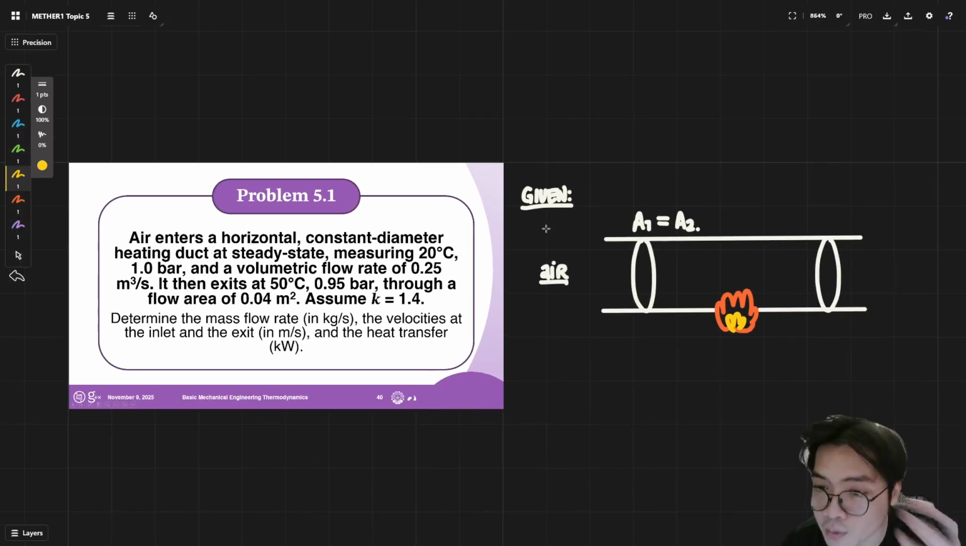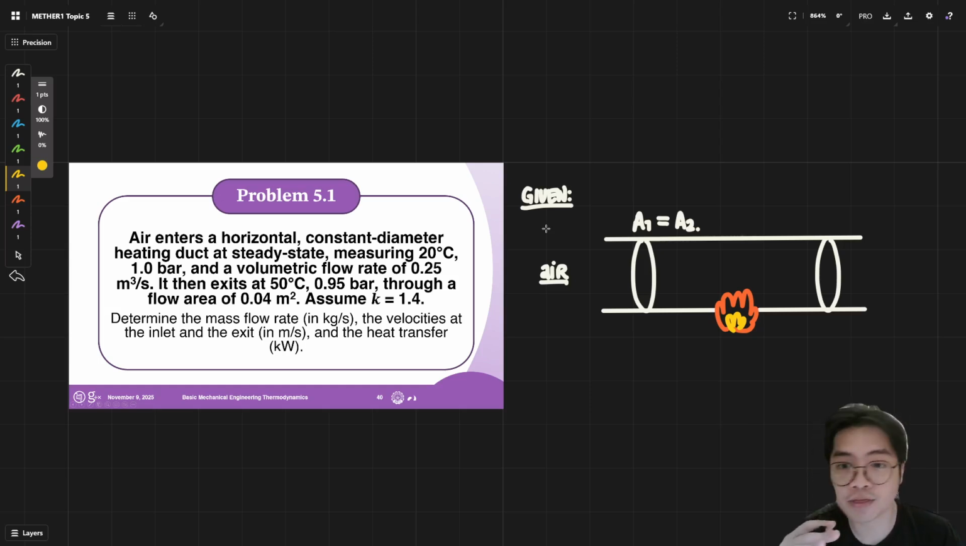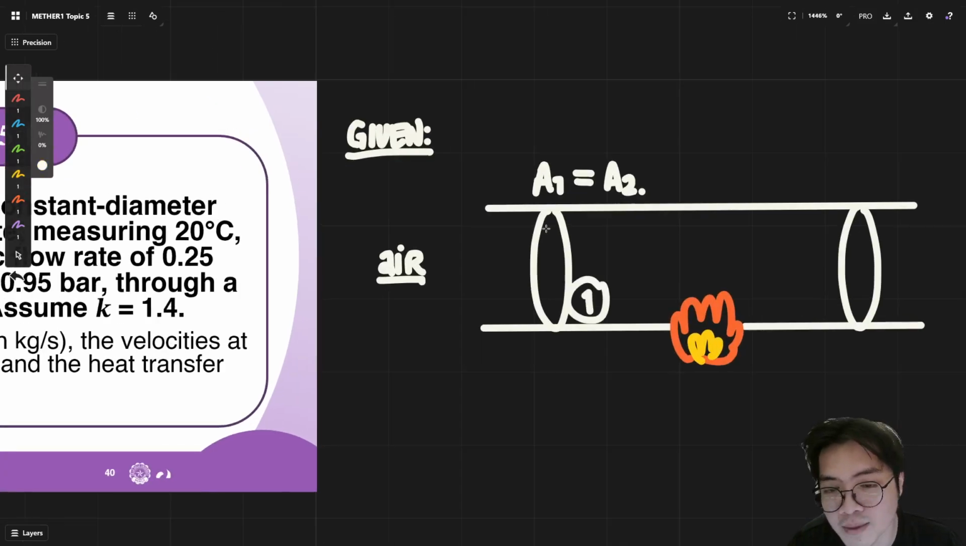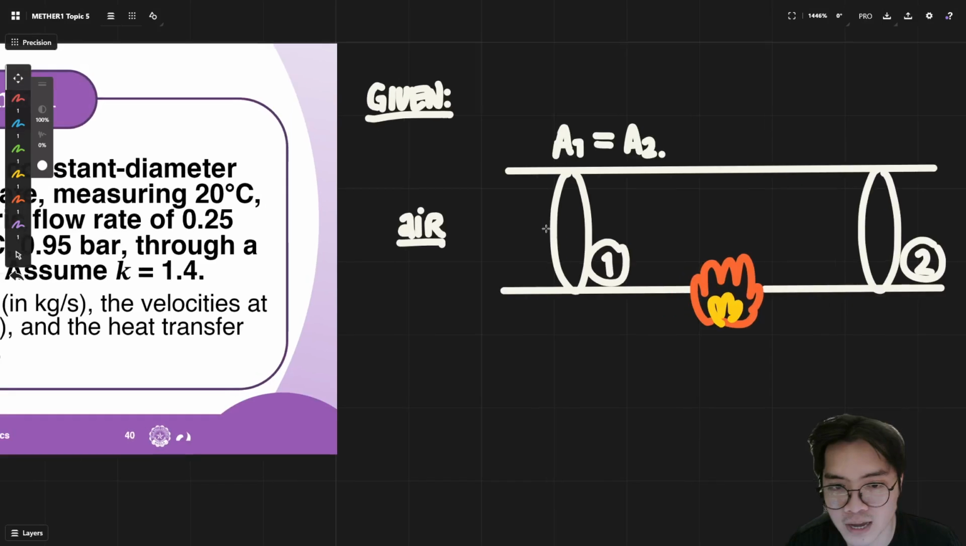All right, that is our clue or our go-ahead that we should treat this as steady flow. With all of the problems that are going to come after this, you should always think about this as being in steady flow unless I say so, which I probably won't, because everything in here is a steady flow system. Anyway, measuring 20 degrees Celsius, what was measured? It's the entering state, which I will name state 1. Temperature entering is 20 degrees Celsius.